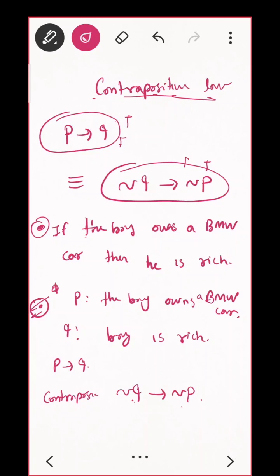Is that okay? Is that clear, everyone? Do you agree with him? Or if you want to give any other answer, you can do that also. Okay, good. You agree with him. If a boy is not rich, then he does not own a BMW car. Perfect. This is the contrapositive. Why was I telling about this? Because if you want to prove something, we will be using this contrapositive. Correct?